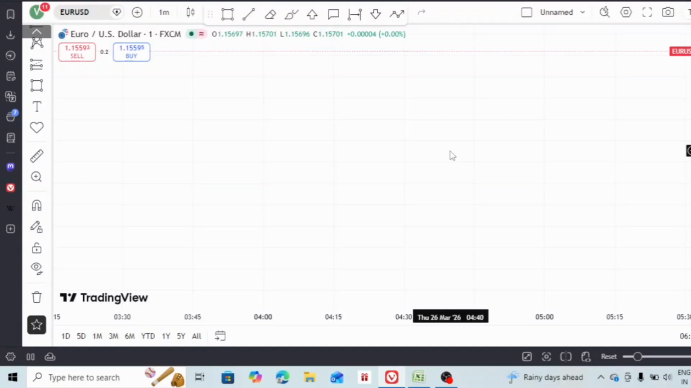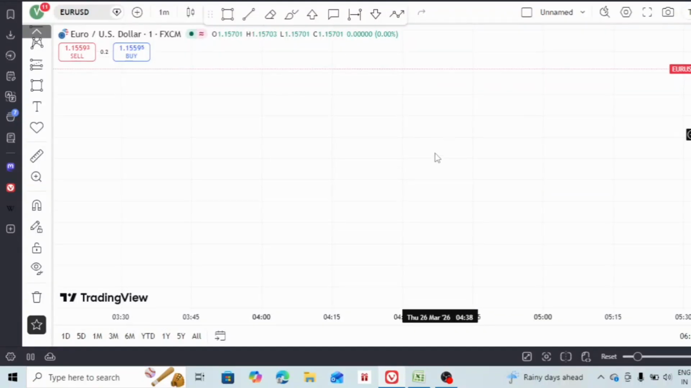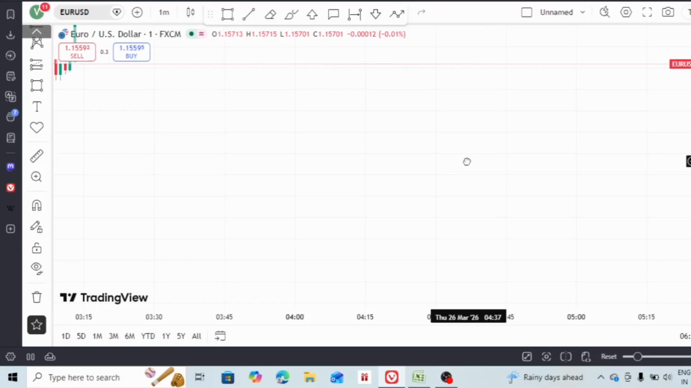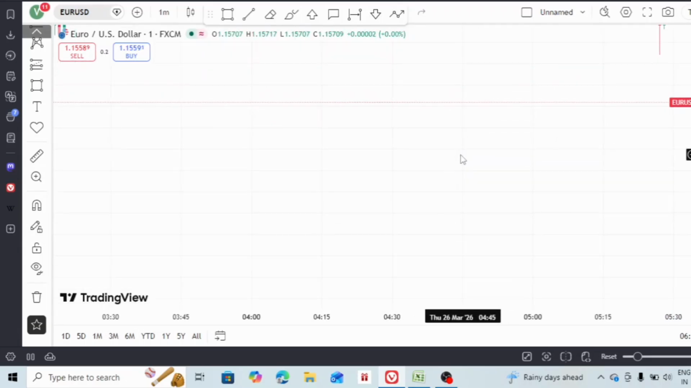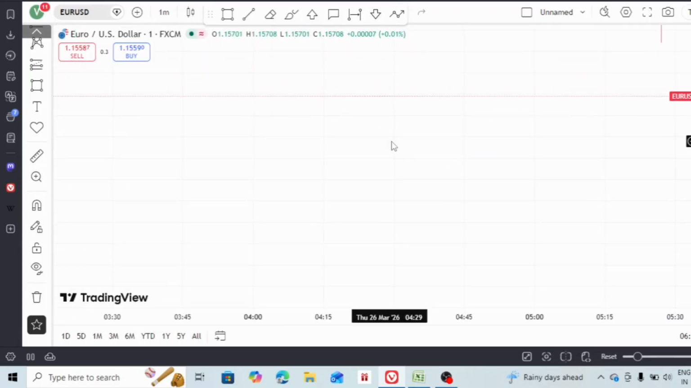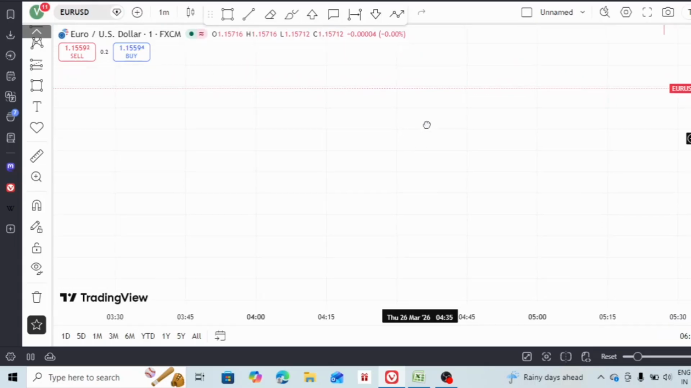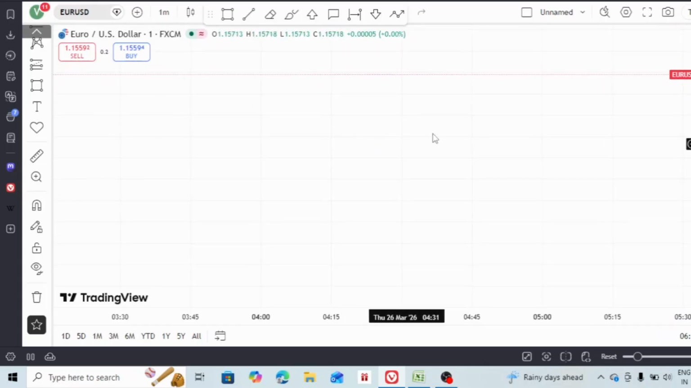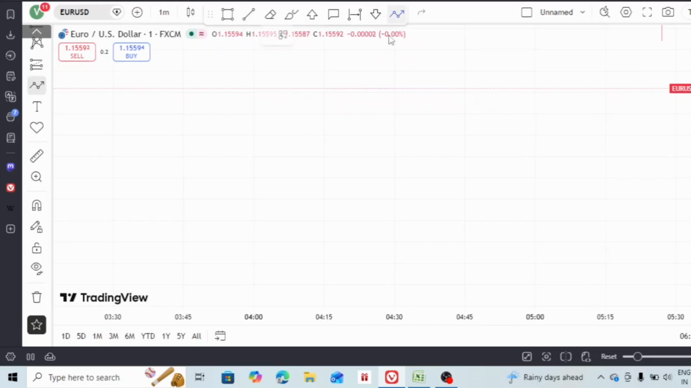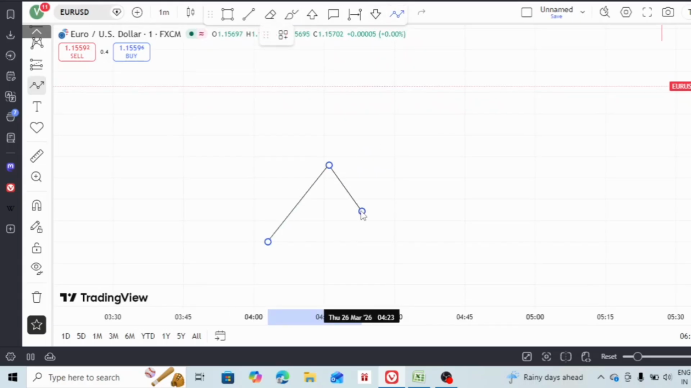Okay, so we will talk about the structure of the market. So what is a market structure? Market structure refers to the price move in the market by forming highs and lows. This market structure helps the trader to understand the direction of the market, where the market is heading.